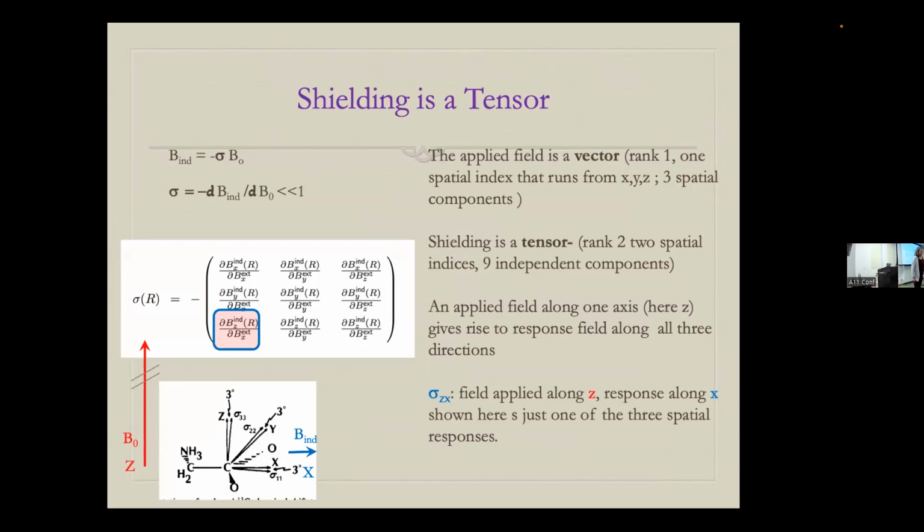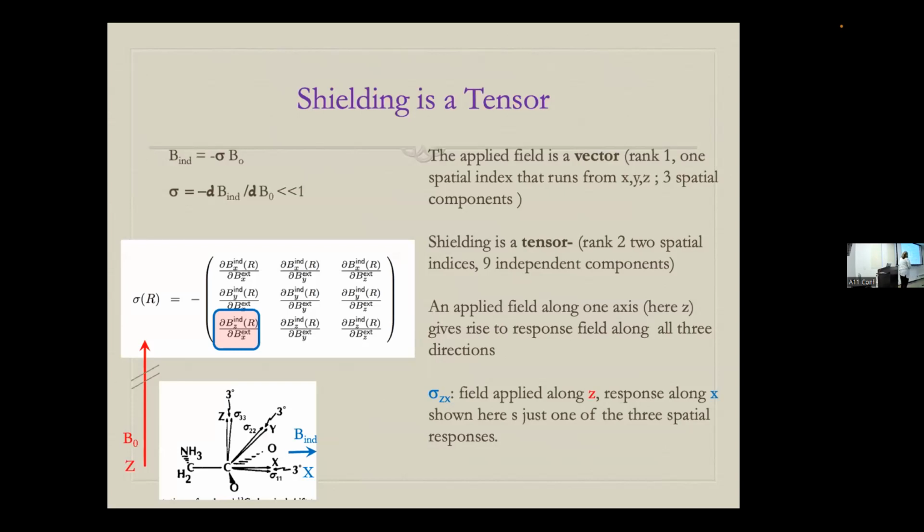So up till now, everything I said, you could have thought I was talking about shielding as if it were a scalar, as if there's just a number for that function. But that's not true. If I rotate the molecule, the shift changes. It's anisotropic, and a scalar can't capture that. A scalar will never tell you that story.